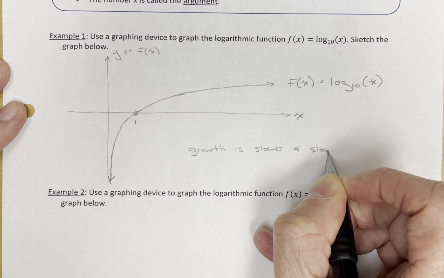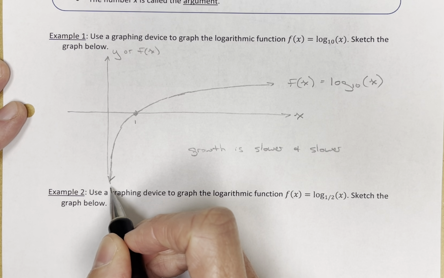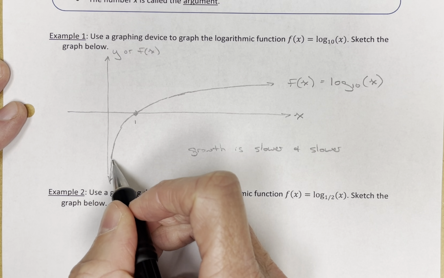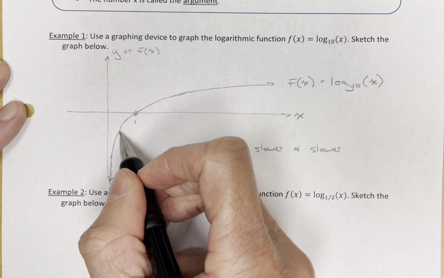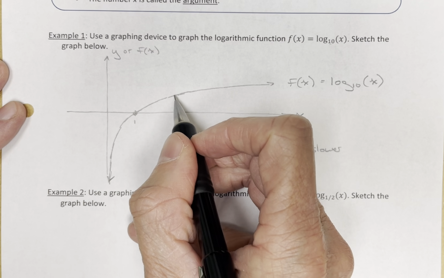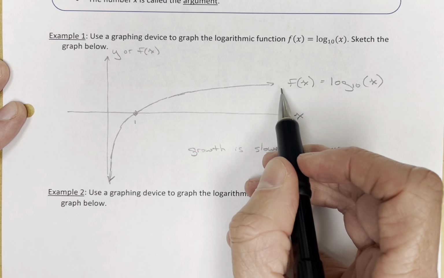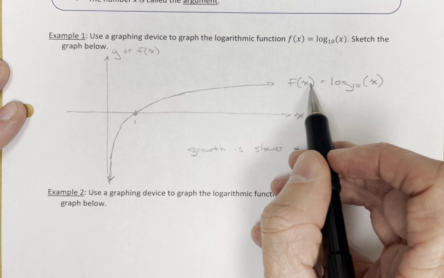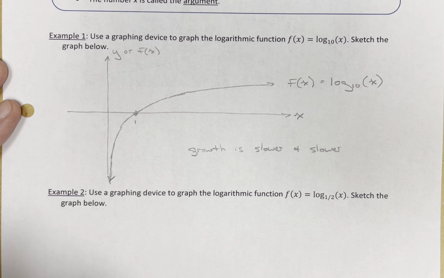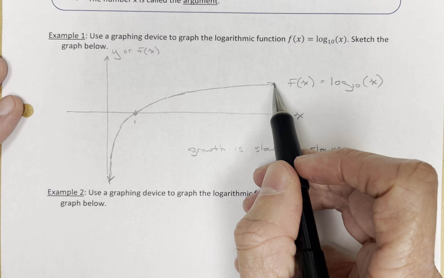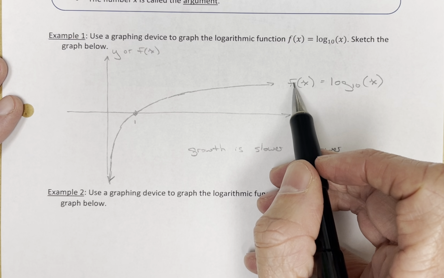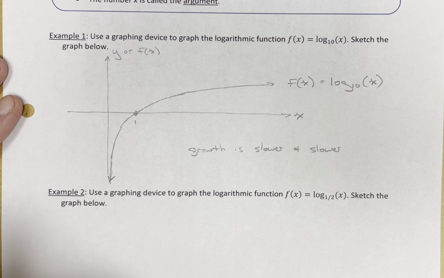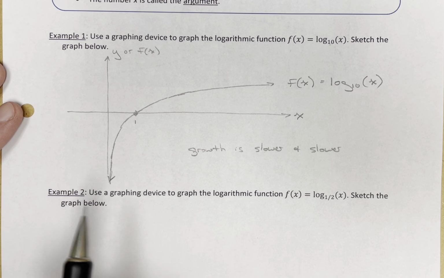As it starts down here, it's growing slower, not growing as fast, and so on. It appears to level off, but it never does. It just continues to grow. It's just that growth is going slower and slower. It never levels off, but it certainly appears to do that.